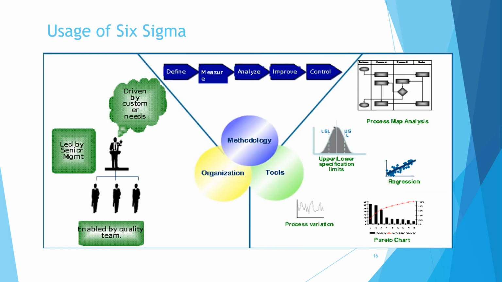The users are mainly organizations, enabled by the quality team, led by senior management, and driven by customer needs. Methodology: the 3 methodologies which we mentioned. Then the tools: process map analysis, upper and lower specification limits, regression, process variations, Pareto chart, etc. That is, any of the 7 quality management tools can be used here.